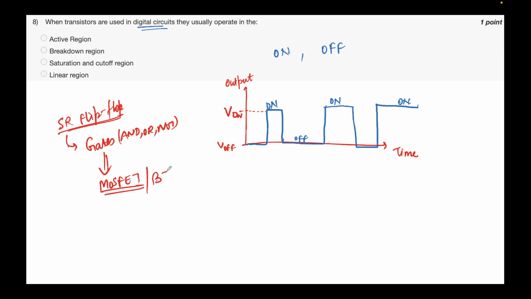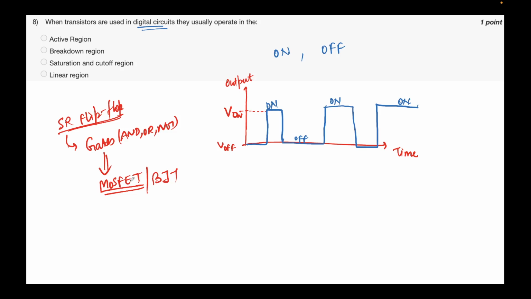You can also use a BJT. This T in both the cases stands for transistor. So as I told you, BJT is one family of transistors, right? There's another family, FETs we call them, okay? Field effect transistors. They have a slightly different mechanism.